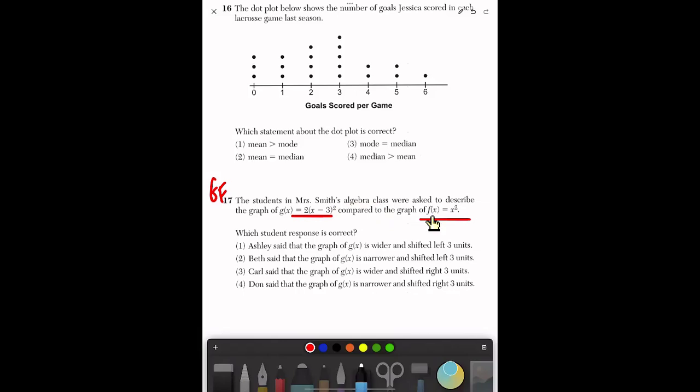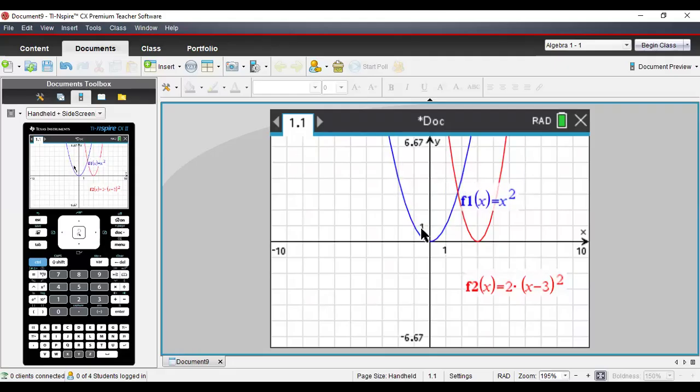So the blue one is the original. That's the parent function. That's f of x. The red one is the g of x. Okay. Now, hopefully you can see that the blue is wider than the red and that the red has been shifted over one, two, three to the right. So let's go look at the answers and see which one says that.